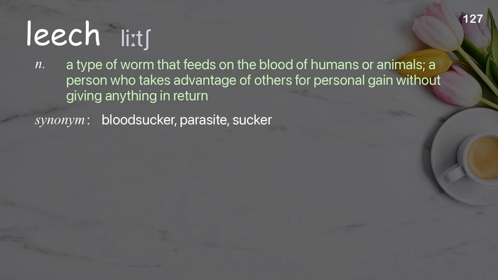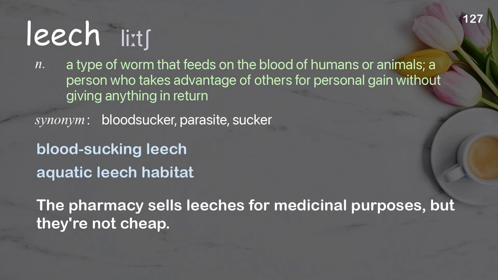Leech. A type of worm that feeds on the blood of humans or animals; a person who takes advantage of others for personal gain without giving anything in return. Examples: blood-sucking leech, aquatic leech habitat. The pharmacy sells leeches for medicinal purposes, but they're not cheap.